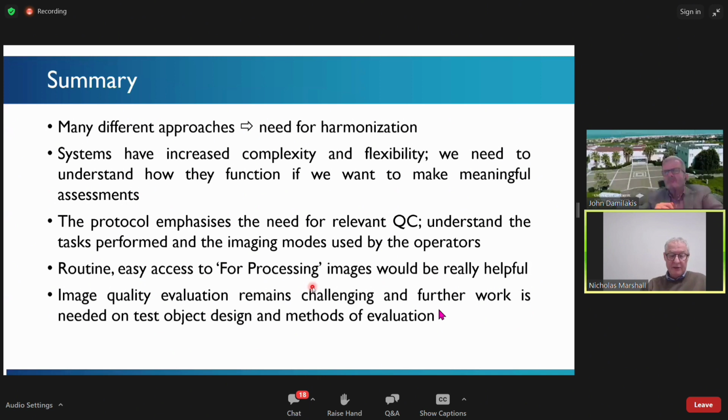And then image quality evaluation is challenging and will be, I think, for the foreseeable future, work on test object design and methods of evaluation. But I think it's a good step to move towards computational methods to evaluate technical IQ. So thank you.